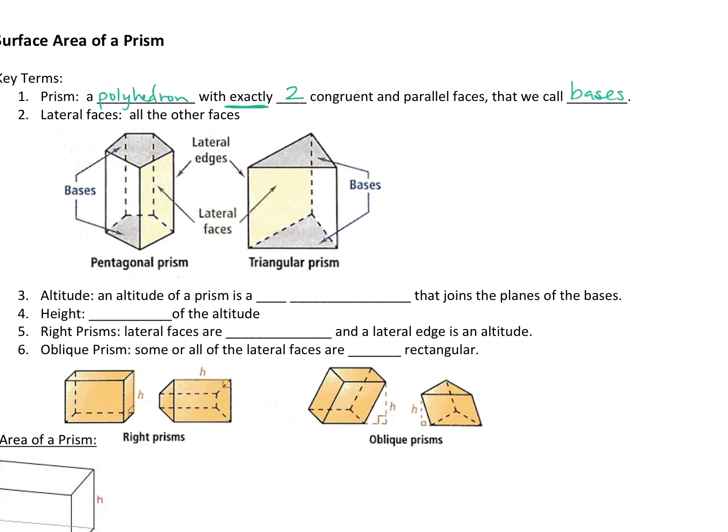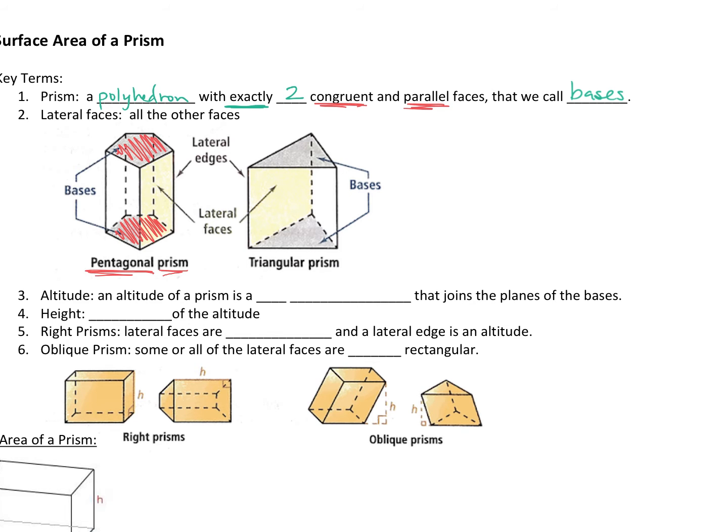Okay, so I gave you some pictures there to give you a visual of what these look like. Your bases, like we said, have to be congruent and parallel faces. The way we know these are our bases is they're identical to each other. They're congruent, but they're also parallel. If you kept them going, they would never intersect each other, okay? So we would call that a pentagonal prism.